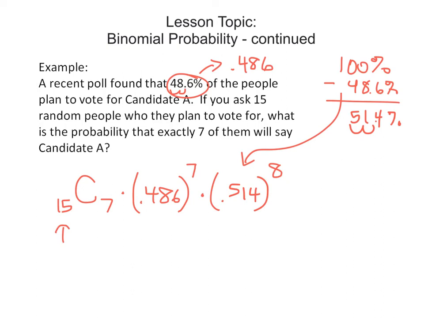So we're going to compute that on our calculators. I would ask that you actually go through and type that in. Make sure you know exactly how to input that. And the answer you should arrive at is 0.201 when you round it accurately. So about 20% of the time, if I asked 15 people, 7 of them would say they voted for candidate A, as long as the 48.6% is the likelihood of voting for candidate A.